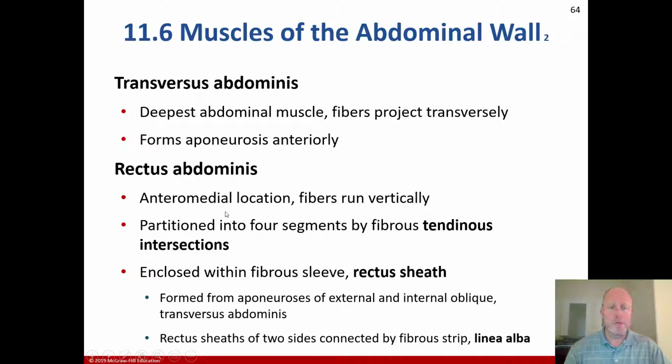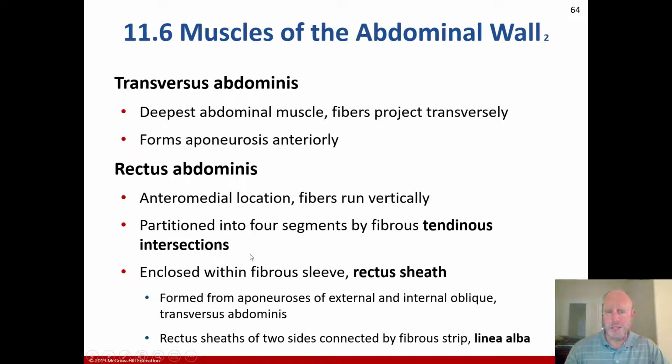The rectus abdominis has an anterior medial location. Its fibers run vertically. It's partitioned into 4 segments by fibrous tendinous intersections. It's enclosed within the fibrous sleeve, the rectus sheath. It's formed from the aponeuroses of the external and internal oblique and the transverse abdominis. In its rectus sheath, the 2 sides are connected by the fibrous strip linea alba.